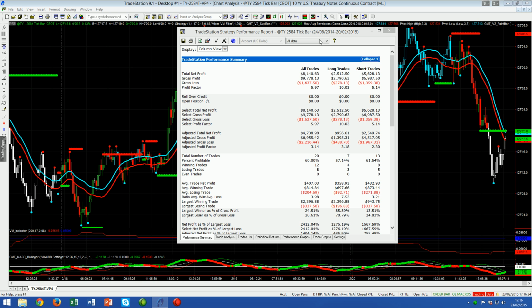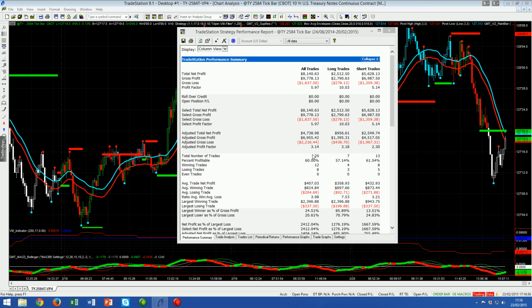Total net profit over the last 6 months of $8,140 with an average trade net profit of $400 and a win rate of 60%. Now this takes 20 trades in 6 months. So all in all, not a bad system, but I want to know how overly optimized it is, if at all.